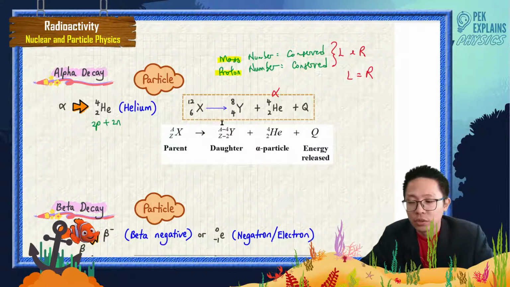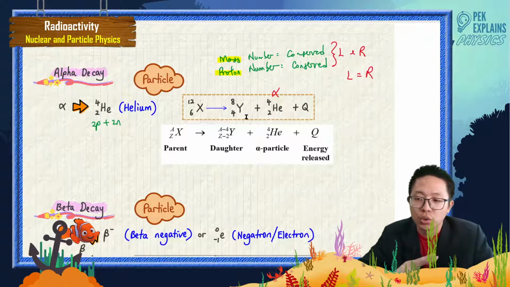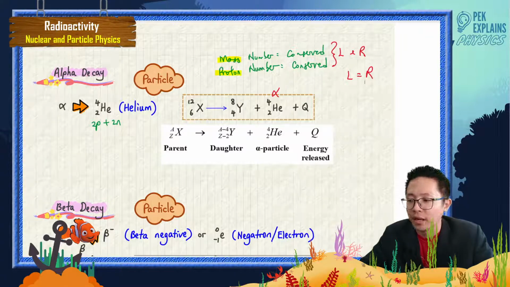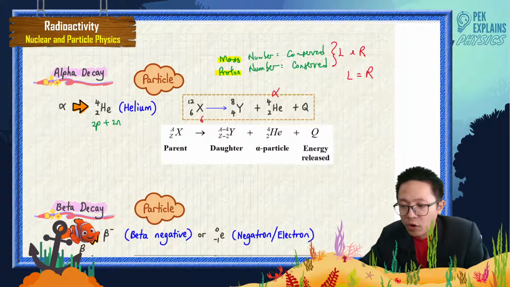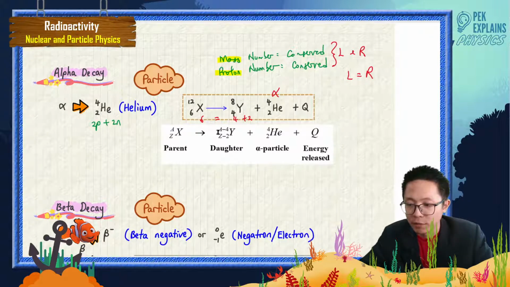Understand? So if this is 6, look at the proton number first. If the proton number at the left hand side is 6, so helium already takes out 2. So the Y, the daughter, must only have 4. You understand? Because 4 plus 2 equals 6.